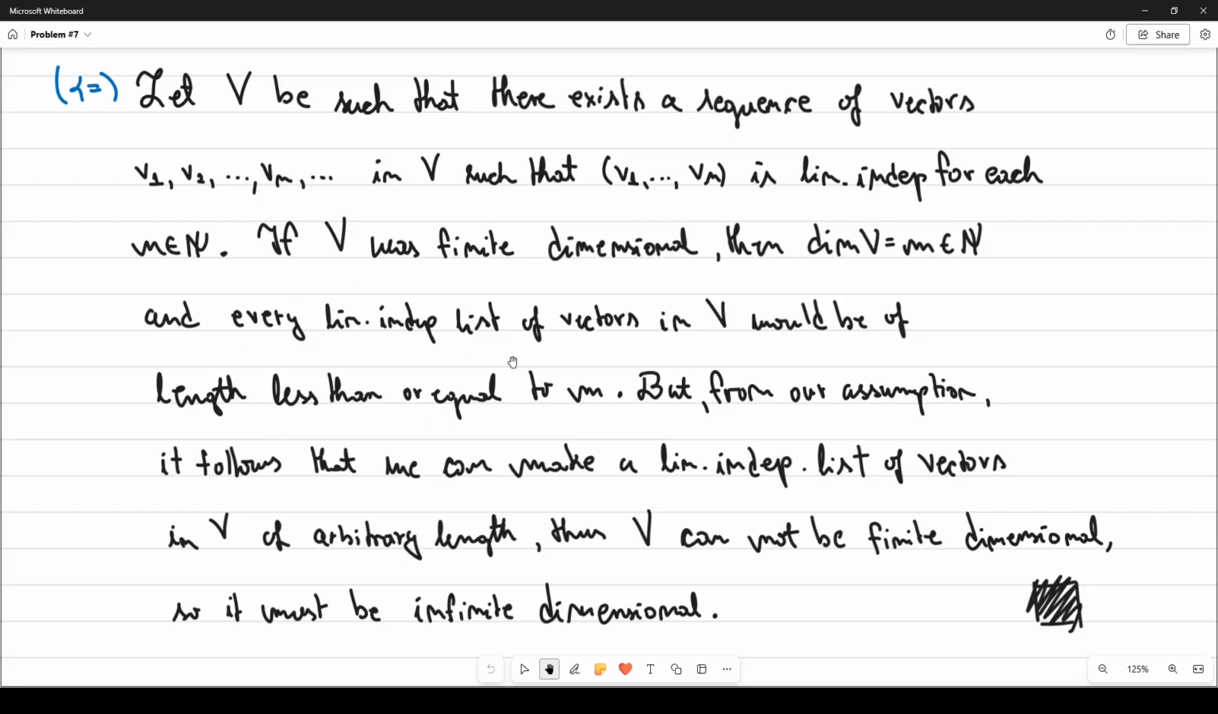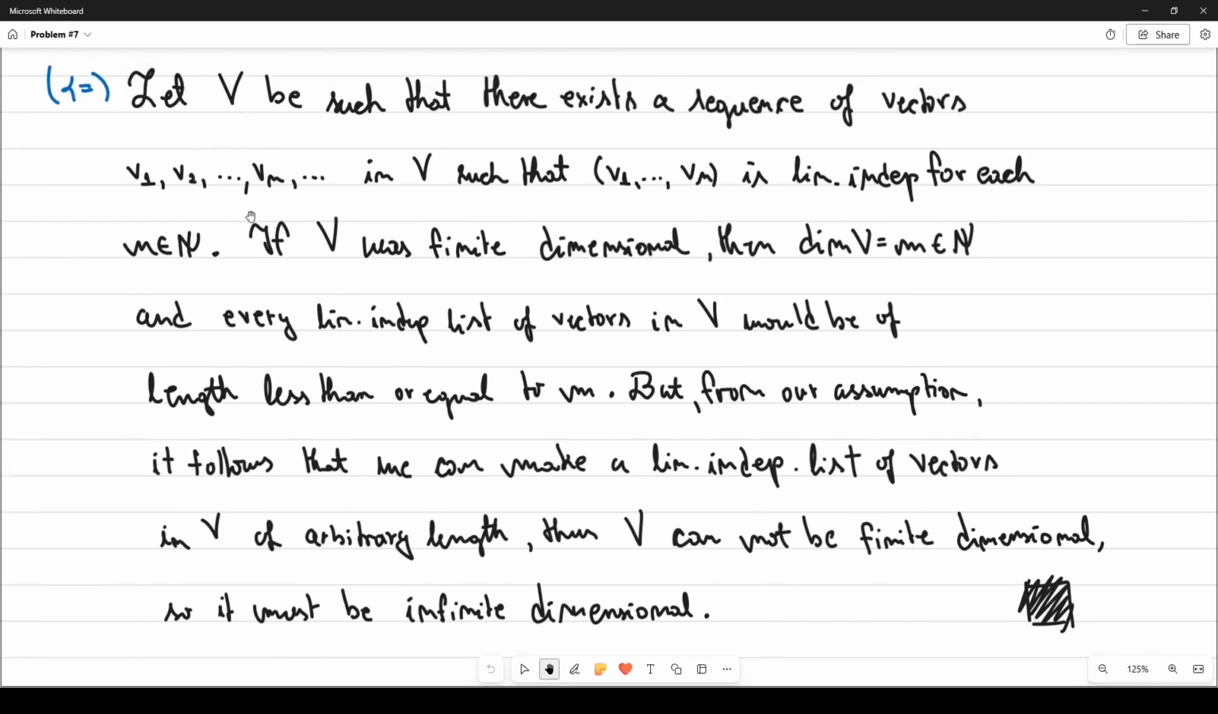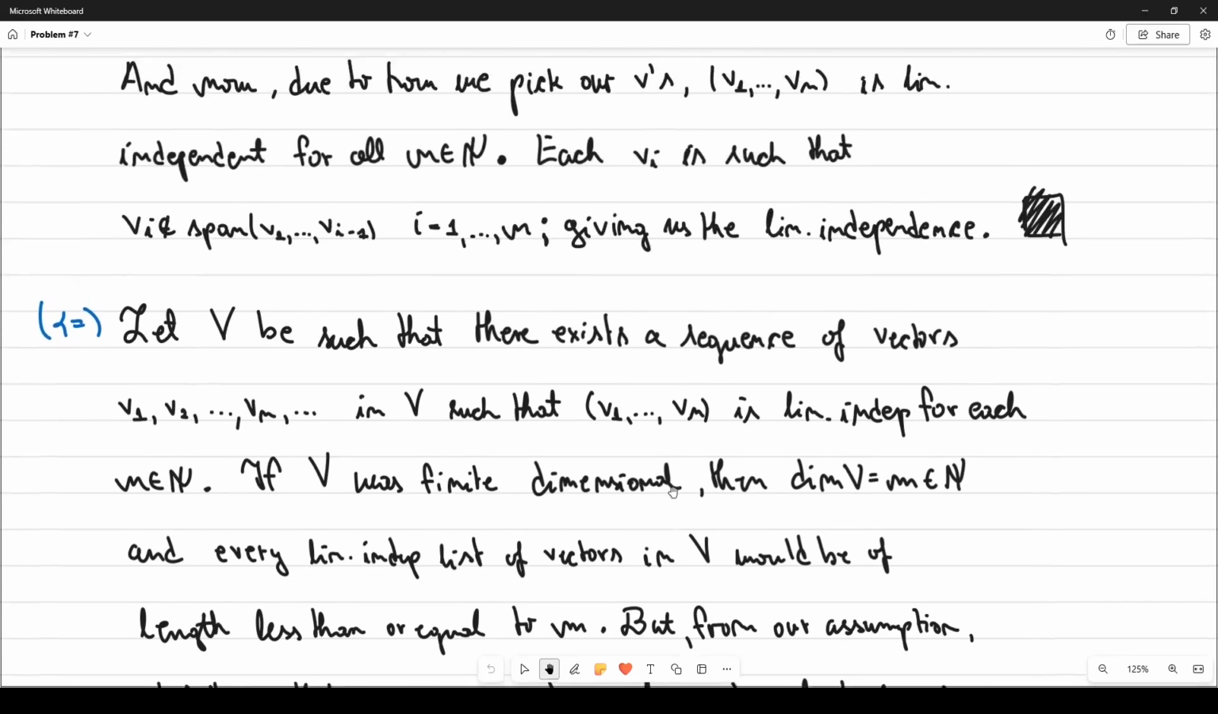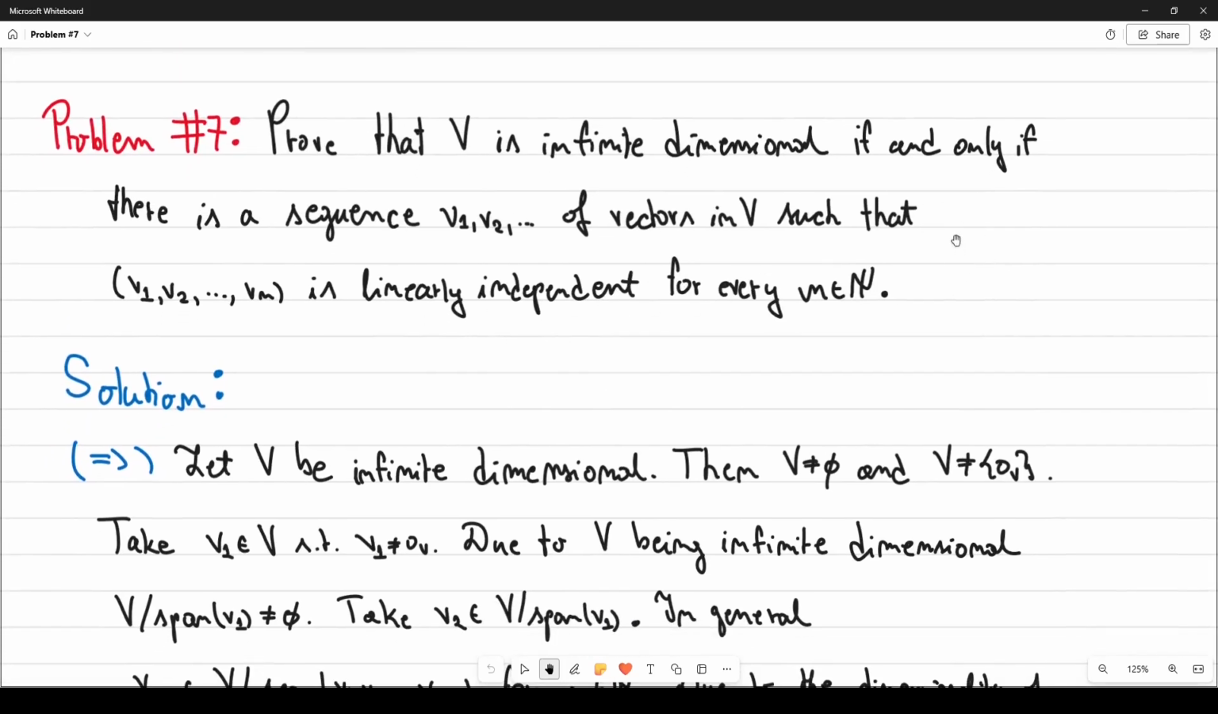So we can always make a list of linearly independent vectors that's larger than the dimension of V. So V cannot be finite dimensional. We would have a contradiction if it was finite dimensional. So it must be infinite dimensional. And we've proven both implications. So this equivalence holds. So this is one way to test whether a vector space is infinite dimensional.